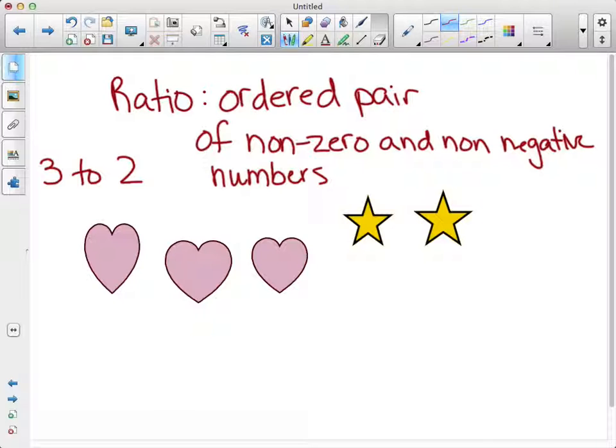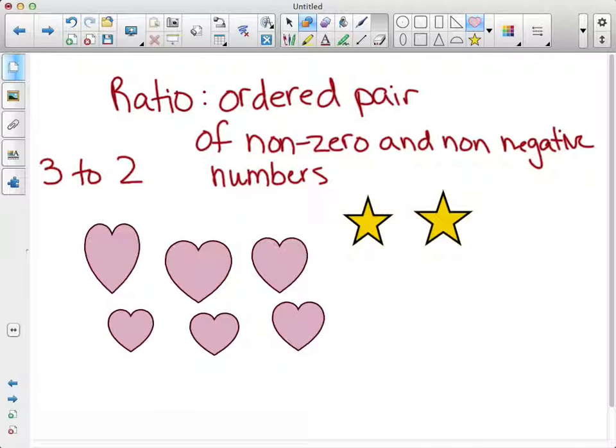So no matter how big we make our groups, if I add three more hearts, then I need 2 more stars. I could say that the ratio of hearts to stars is 6 to 4, or I could say 3 to 2. That is a proportional relationship, which we'll talk more about a little later.